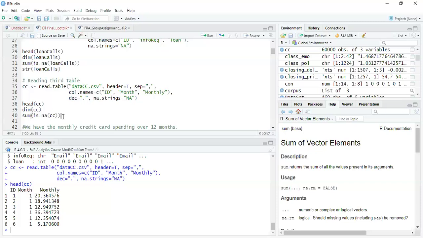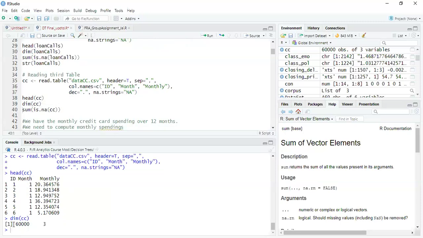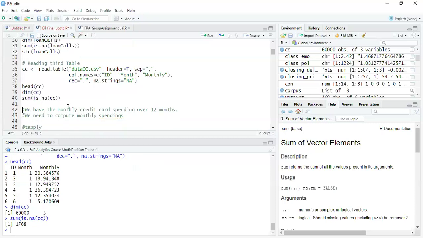Let us also look at the dimensions. We have 60,000 records and 3 columns. See, the first table has 5,000 records, 8 columns. Second table has 5,000 records and 3 columns. Third table has 60,000 records and 3 columns, which is very huge. Where is 5,000? Where is 60,000? There is a huge difference. Here comes our first difficulty.